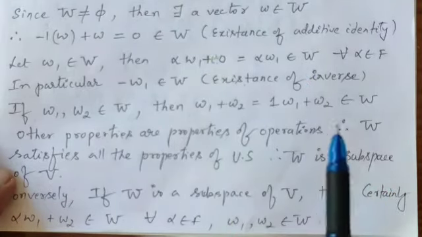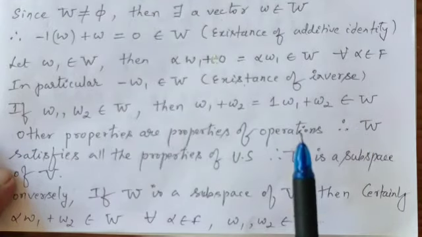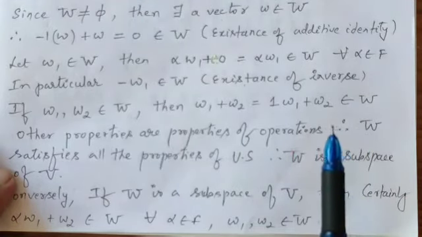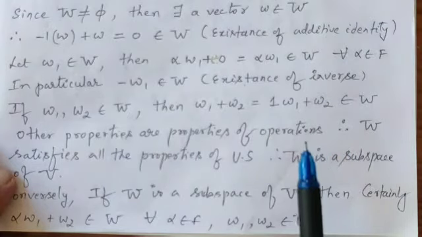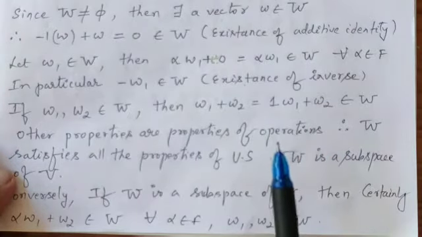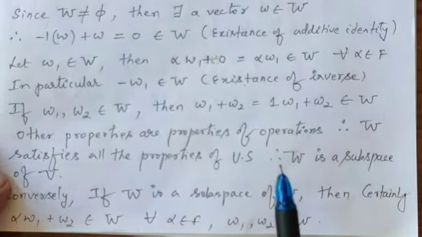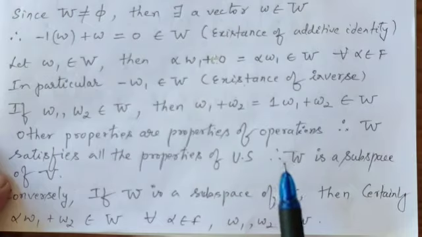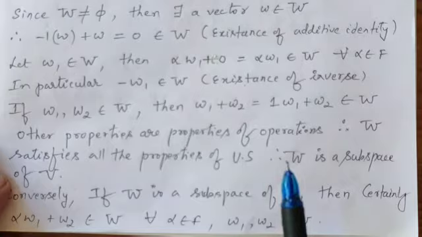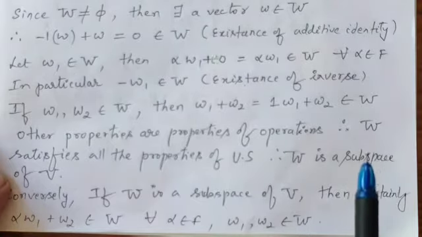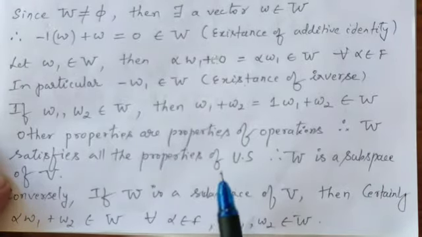Now the remaining properties are just the properties of the operations plus and multiplication. So that is not necessary to prove, they depend on the operation, therefore they definitely satisfy the remaining properties of the vector space. Therefore what we have proved here is W is a vector space. So W is a non-empty subset of V and it is a vector space, means what? W is a subspace.